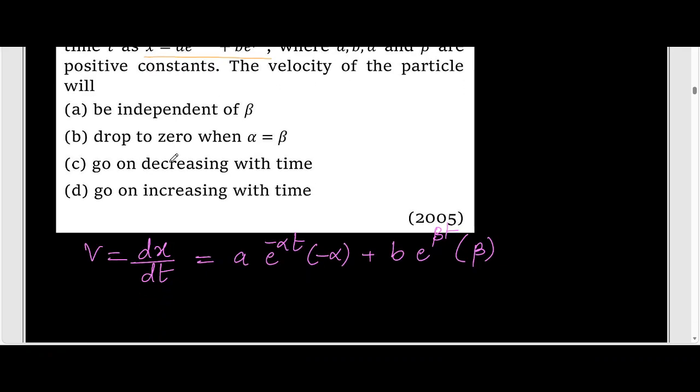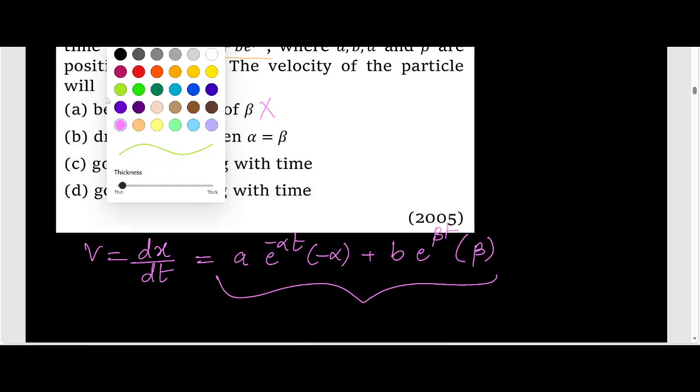Now go through option A, velocity is independent of beta. See, this is the expression for velocity. Is it independent of beta? No, it is depending on beta. So this is the wrong option. Option B: drops to 0 when alpha is equal to beta. So let us verify this.